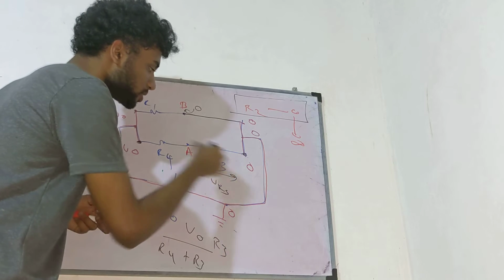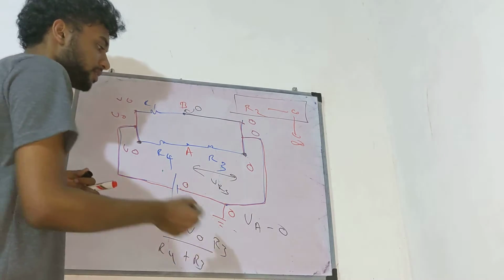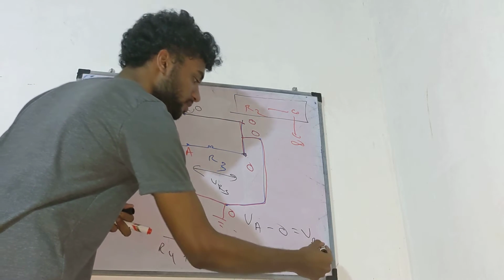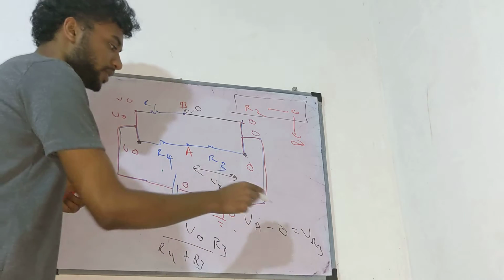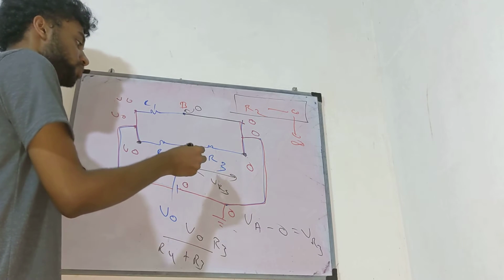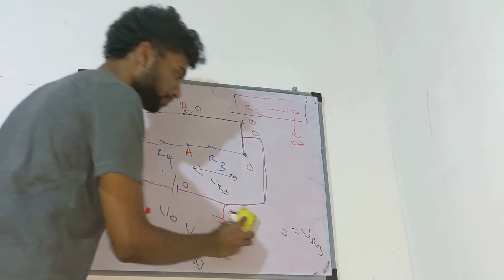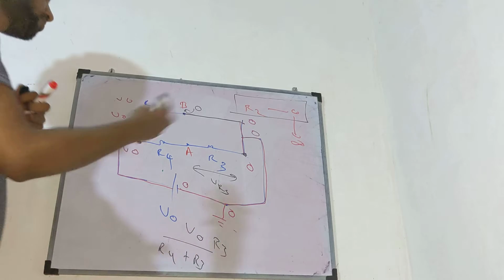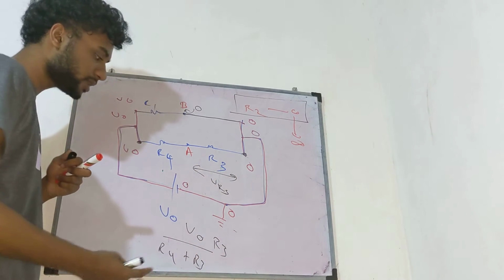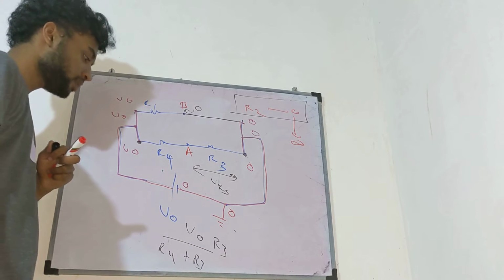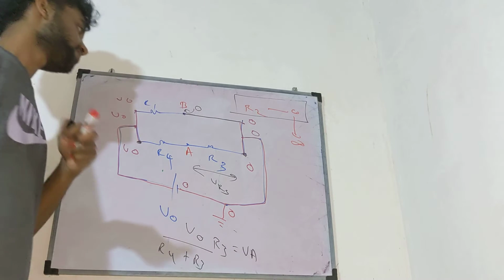What is the potential difference across R3? VA minus 0. Got it? Therefore the potential difference across R3 is equal to the potential at point A itself. Therefore, I can say that the potential difference V0 was available across R4 plus R3. Then how much across R3? So then we get the potential at A, the first instant.